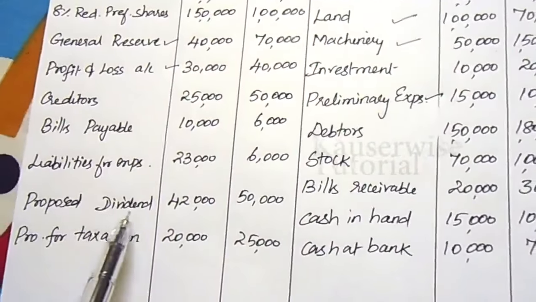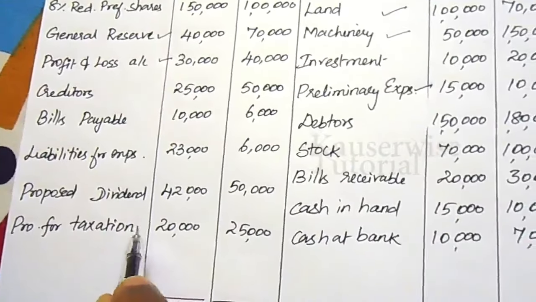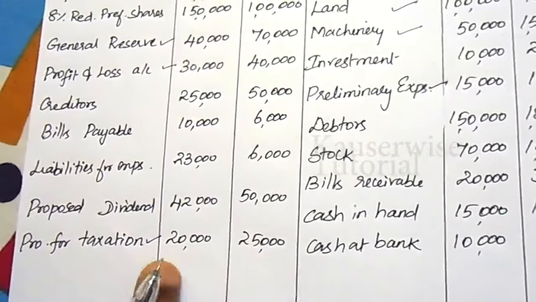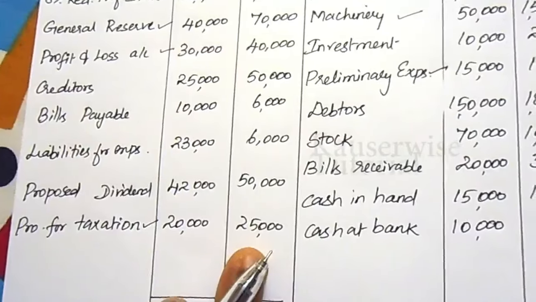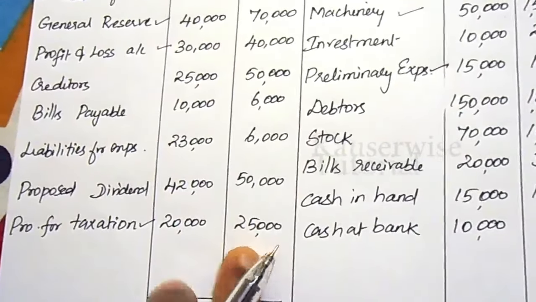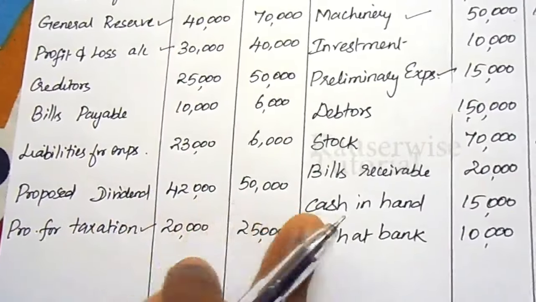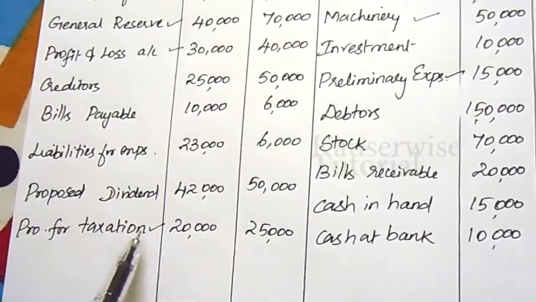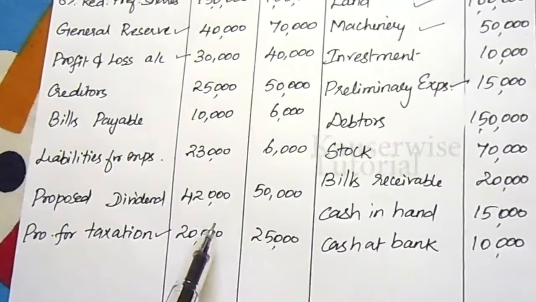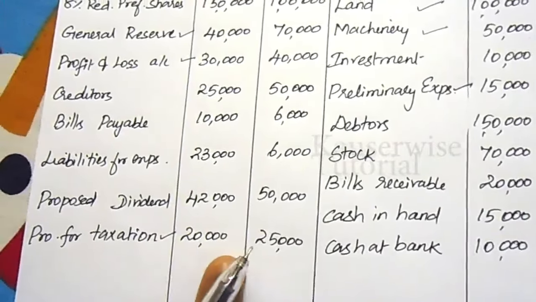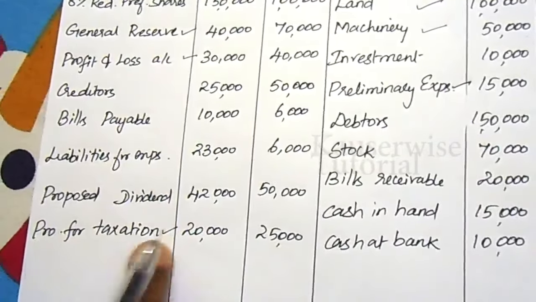And next are proposed dividend and provision for taxation. Provision for taxation we have already adjusted. We have prepared a separate ledger for provision for taxation and we got the balancing figure of 20,000, which is already recorded in the adjusted profit and loss account. Next one is proposed dividend. In the previous video, I already explained that proposed dividend and provision for taxation can be considered either a current liability or a non-current liability according to the adjustment. Here we have an adjustment for provision for taxation, so it is not a current liability. It is a non-current liability.